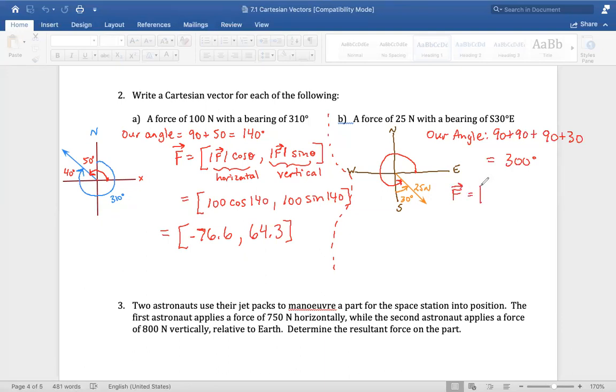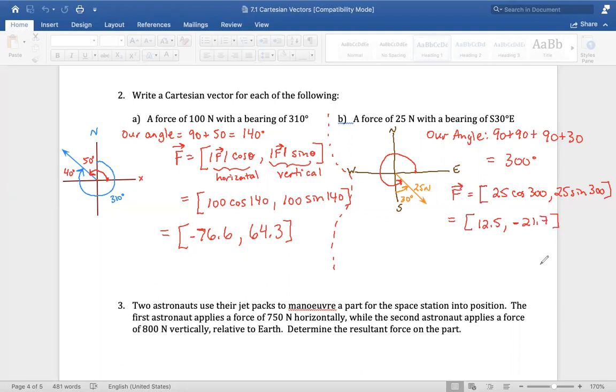So we are going to do, I'm not going to write out the formula again, I'll just say that it is the force 25 multiplied by the cos of our angle 300. And then comma, the force of 25 multiplied by the sine of our angle 300, and close my brackets. And then again, be careful with your calculator. 25 times the cos of 300, you should have a positive 12.5. And 25 times the sine of 300 is actually a negative 21.7.